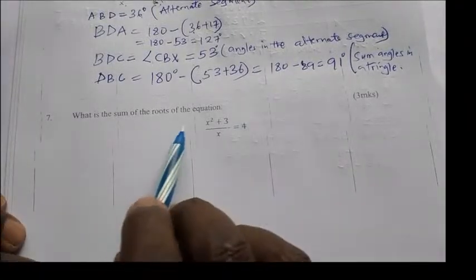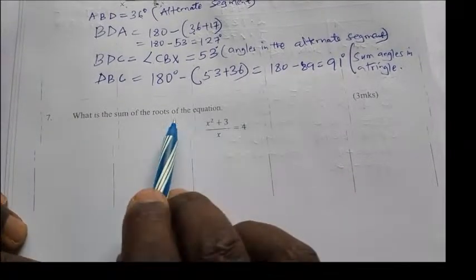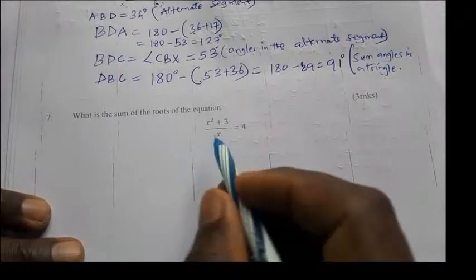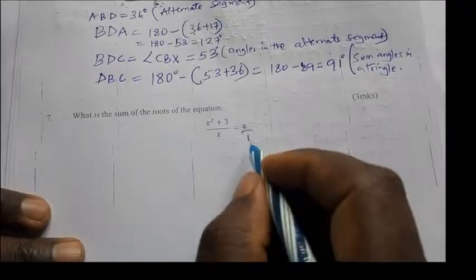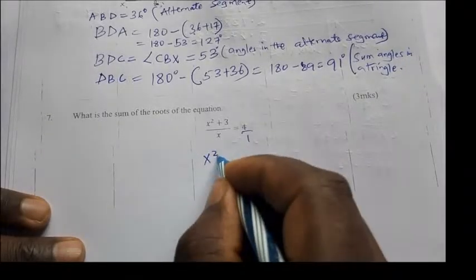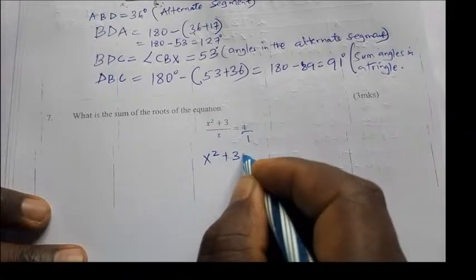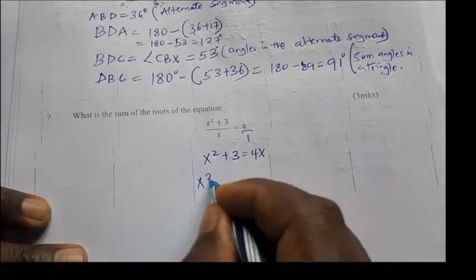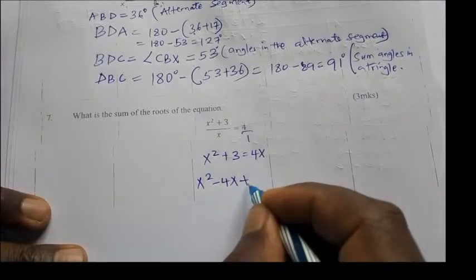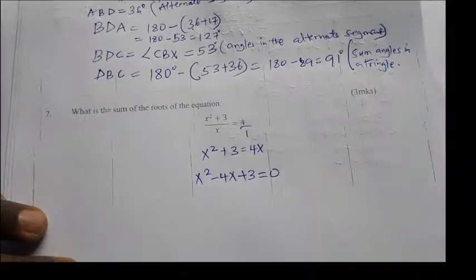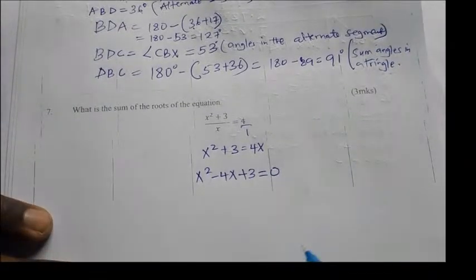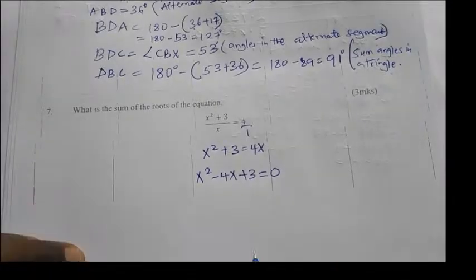What is the sum of the roots? So first let's solve to get what we are told here. We can put everything on one side. Yes, we will have x squared plus 3 is equal to 4x. So bring it over: x squared minus 4x plus 3 equal to 0. Now we can simplify. You can use factorization or any method you want to use.